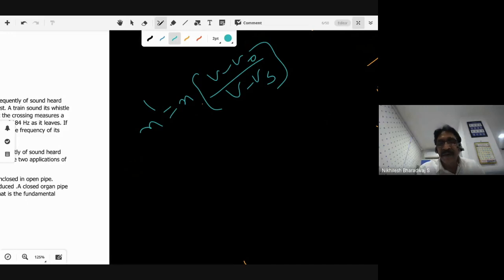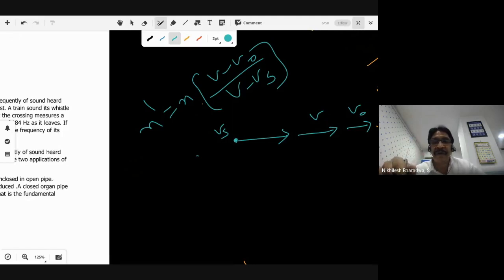This has been derived by assuming that the source, the observer, and the sound are traveling in the same direction. This is the source, this is the sound, and this is the observer. First of all, to get the sound, you should have the source. So this n dash is equal to n into (V minus V naught) by (V minus Vs) is derived on the assumptions that the source and the sound and the observer are moving in the same direction.